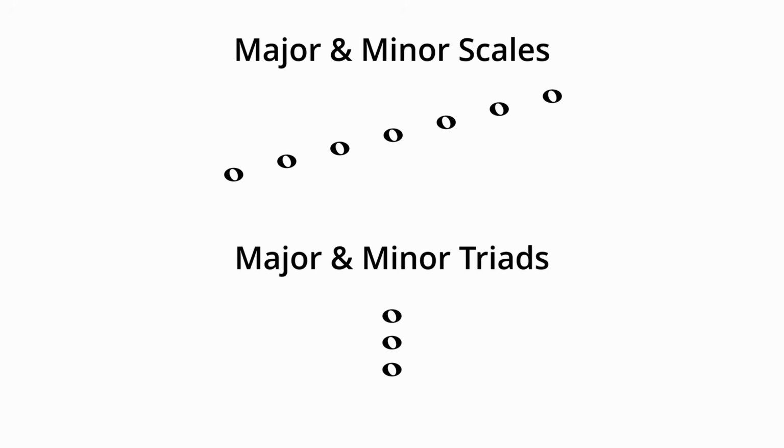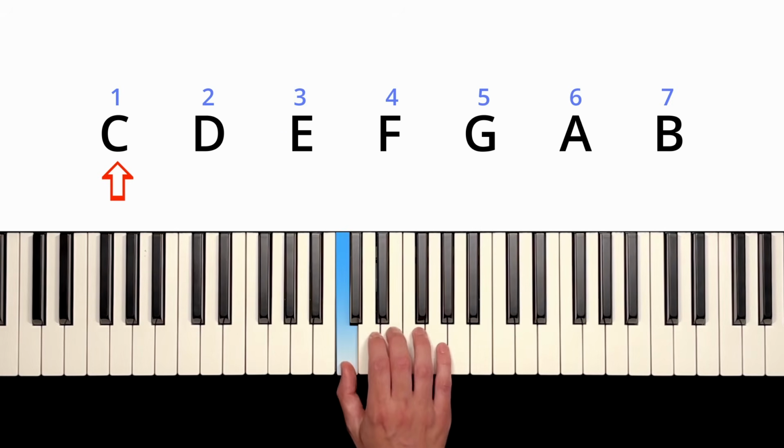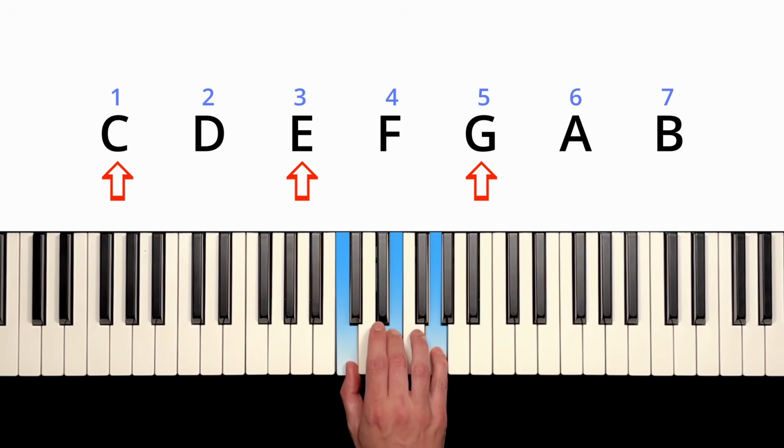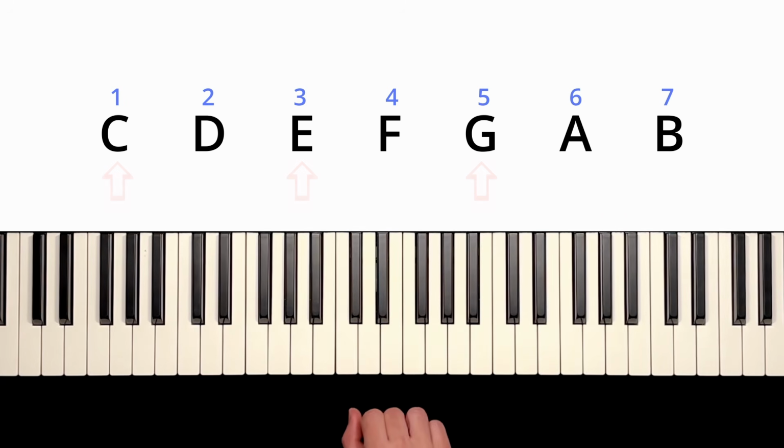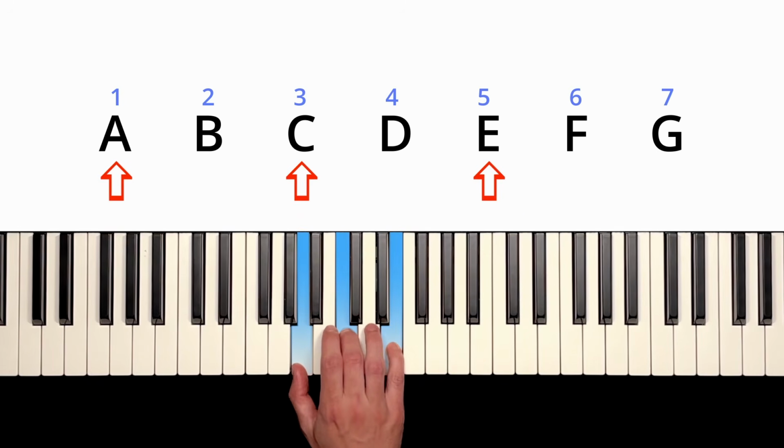An easy way to build such a chord is to combine the first, third, and fifth note of any major or minor scale. For example, in the C major scale, if we play C, E, and G, we get a C major chord. If we use the same method in the A minor scale, we get an A minor chord.